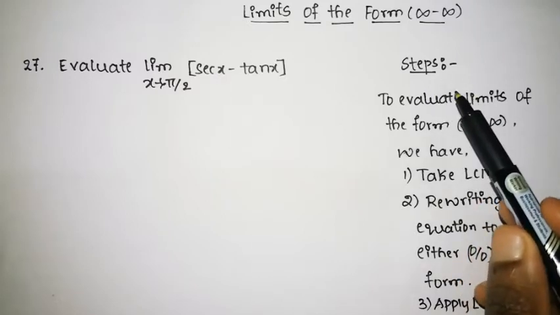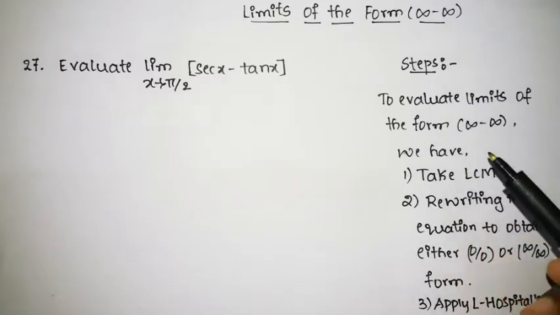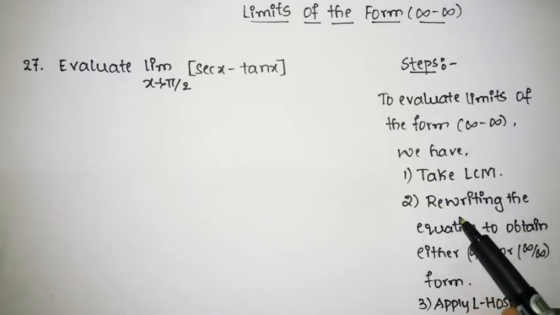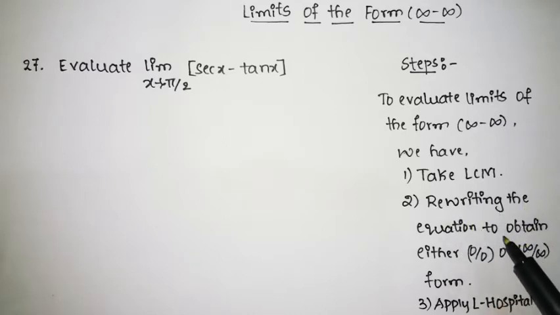So these are the steps in order to evaluate the limits of the form infinity minus infinity. The first step is we need to take the LCM. Then second, we need to rewrite the equation in order to obtain either 0 by 0 or infinity by infinity form. And lastly, we need to apply L'Hospital's rule and obtain the constant value.